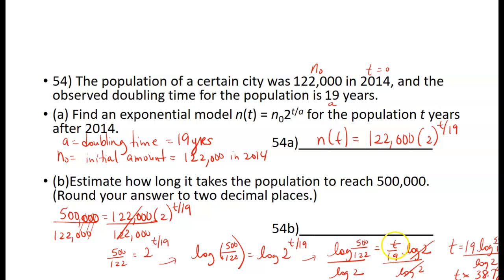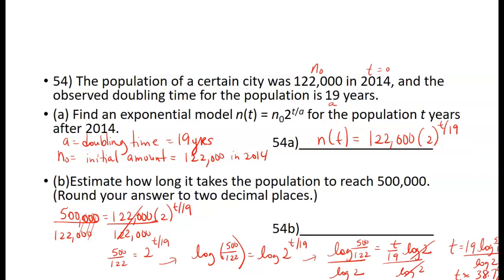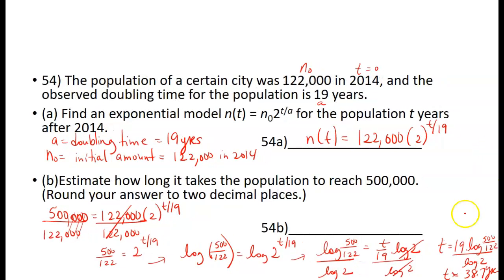Okay, so getting the t by itself, first thing I want to do is divide by the log of 2. And then the next thing I'm going to have to multiply by 19 to get rid of this 19. So when I do all of that, I get t equals 19 log of 500 over 122 divided by the log of 2. Put that in your calculator and you'll get 38.7 years.